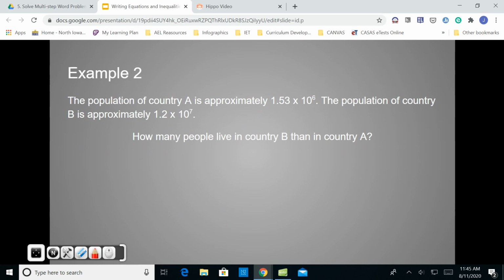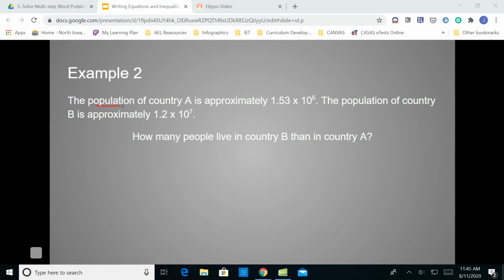Let's look at another example. The population of country A is approximately 1.53 times 10 to the 6th. The population of country B is approximately 1.2 times 10 to the 7th. How many more people live in country B than in country A?